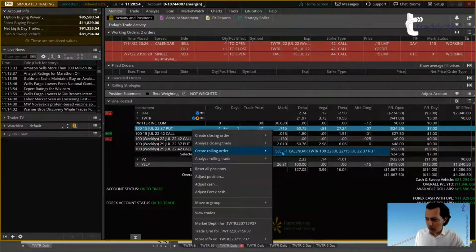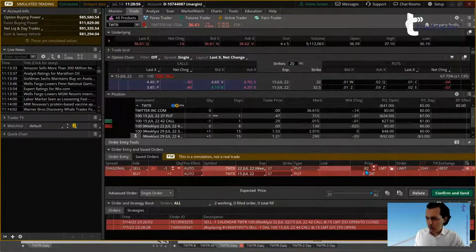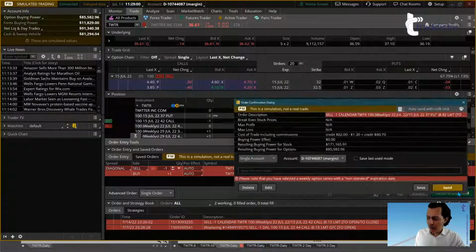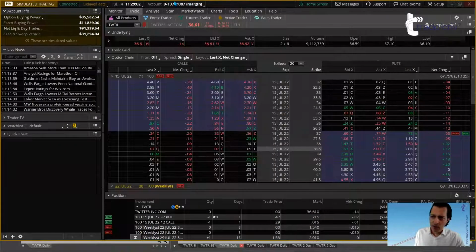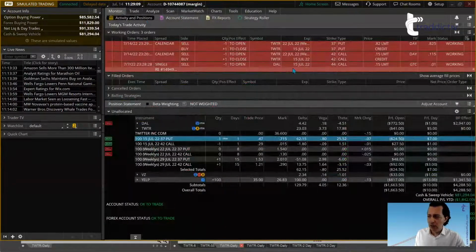We're going to create a rolling order. And we can get 82 cents for that. That's great because that's going to reduce the risk of the trade by 82. And therefore, our $200 trade will become a $100+ risk instead of 200. Okay, so we have the order there in the system, 82.